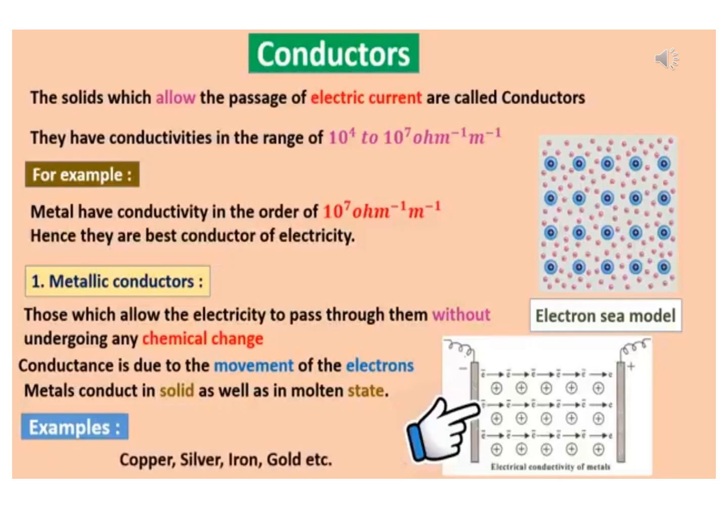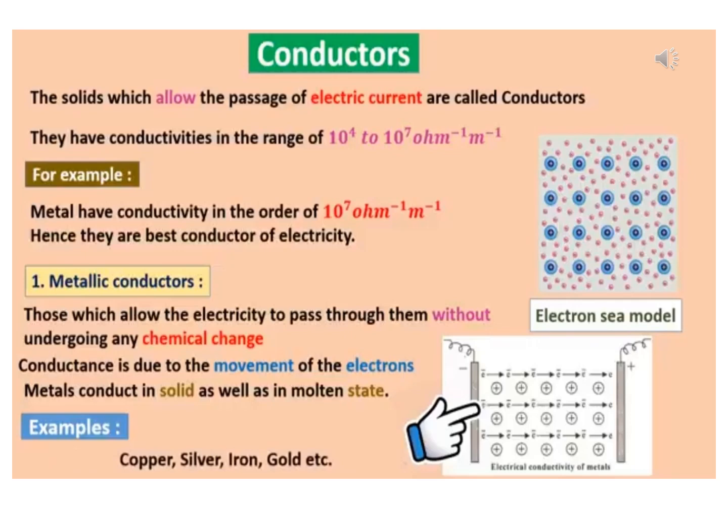And mostly metals have conductivity in the range of 10 raised to the power 7 per ohm per meter. Metals are the best conductors of electricity. So if we want to take an example of conductors, then metals are the best conductors for electricity. Examples of metal conductors are copper, silver, iron, etc.